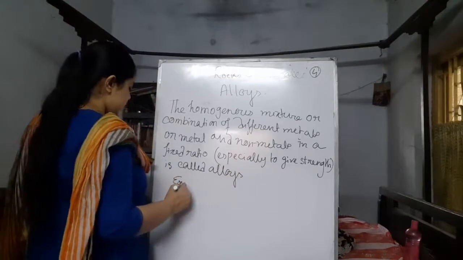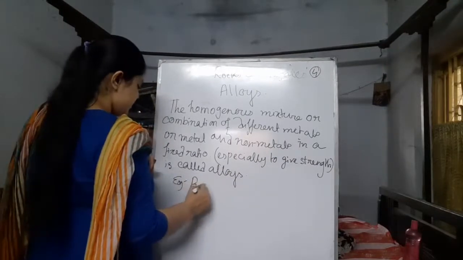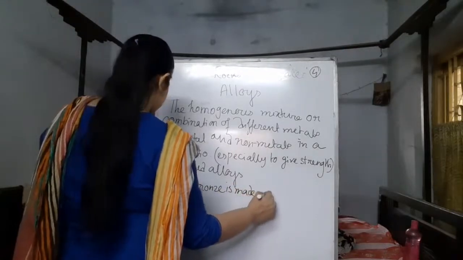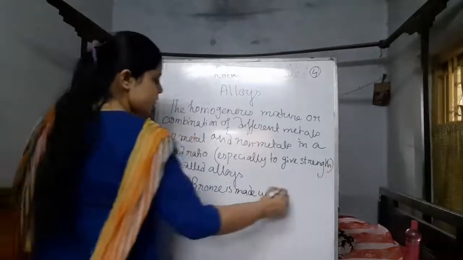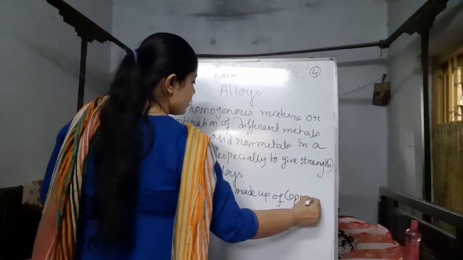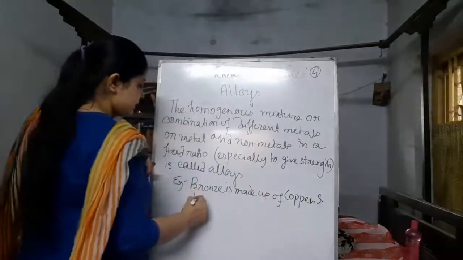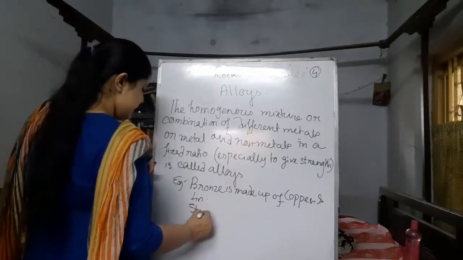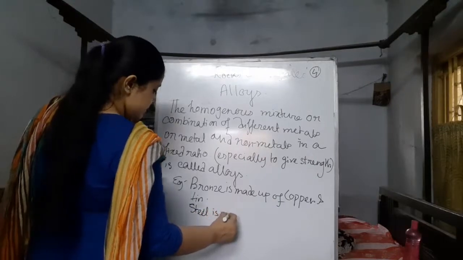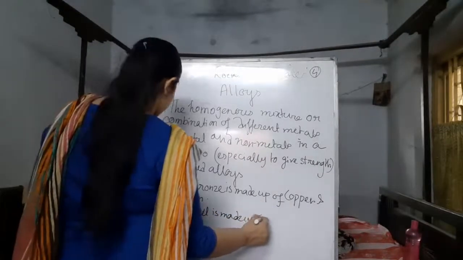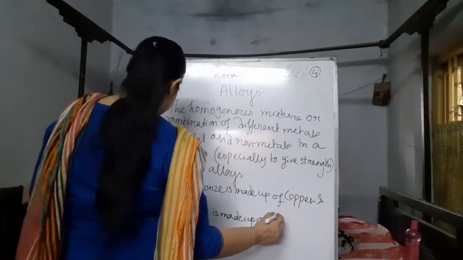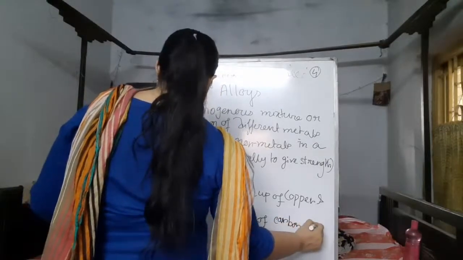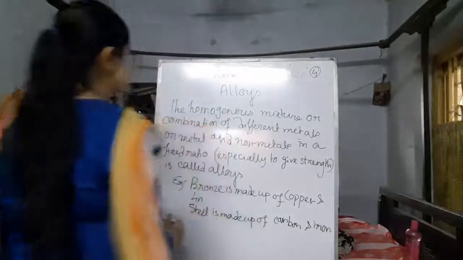And the example I can give you, like bronze is made up of copper and tin. Also steel is made up of carbon and iron. These are the examples.